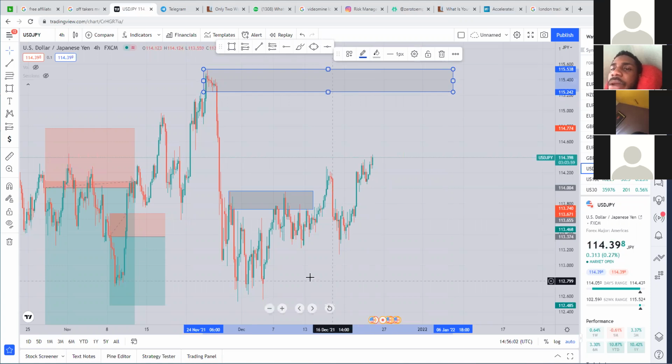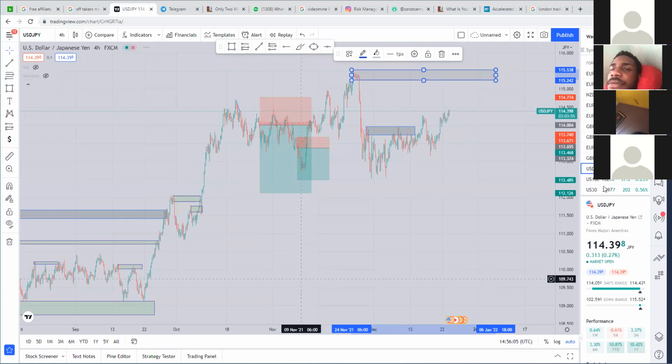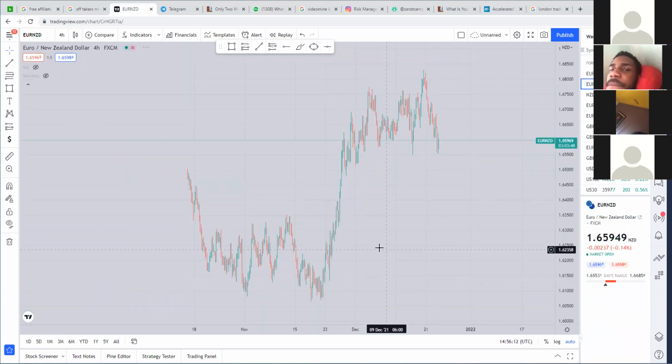You stake it and do what? You sell it. Stake it and sell it. Let's look for another pair. That is not bad. Euro NZD.